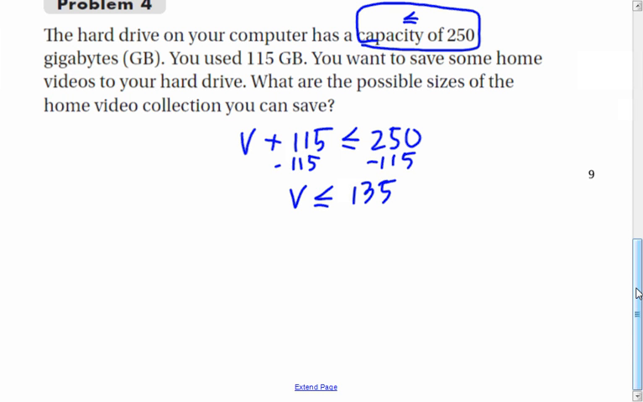So that means I can't have any more than 135 gigabytes of videos on my hard drive. Go ahead, you try that on problem number 4. And you can check back with your answer.